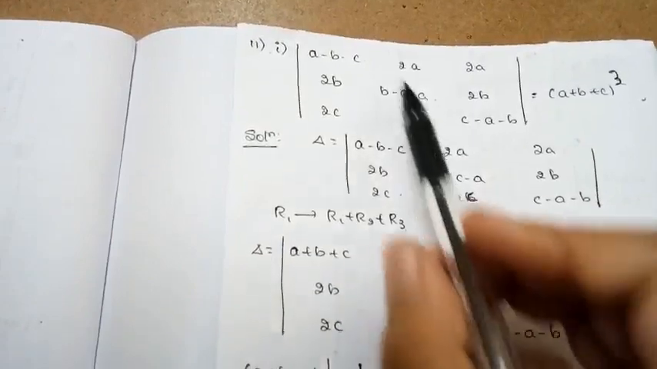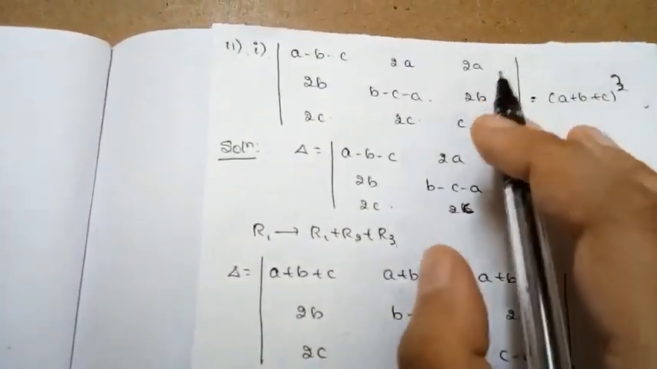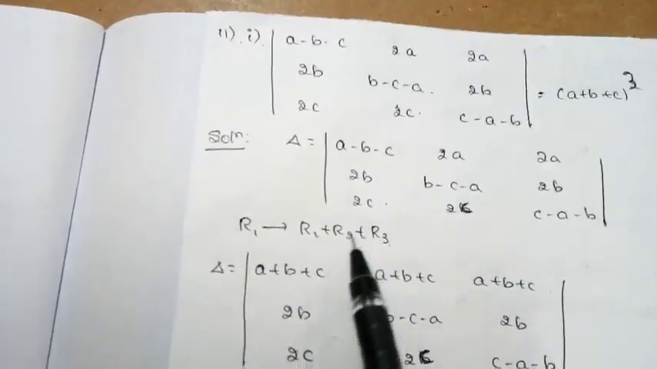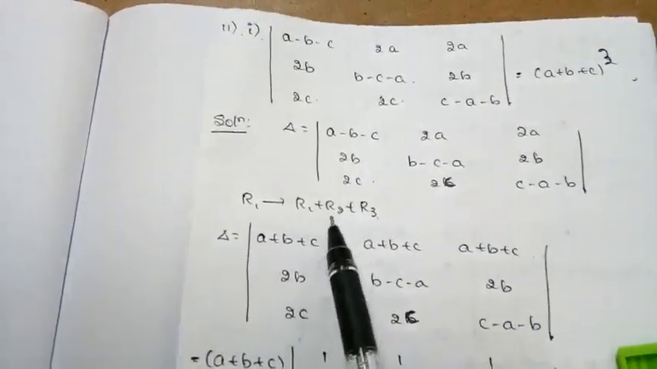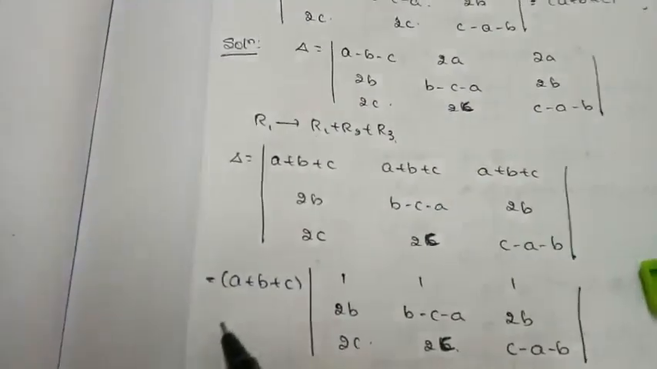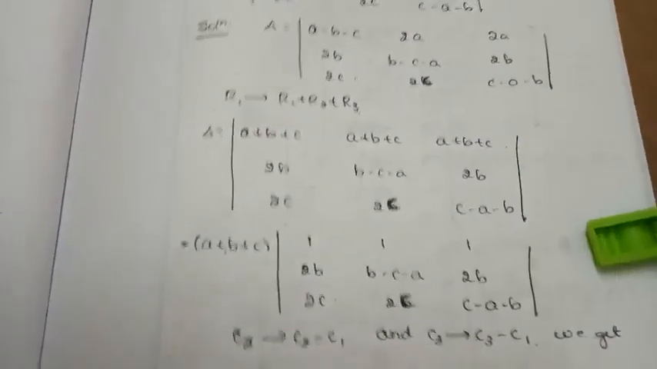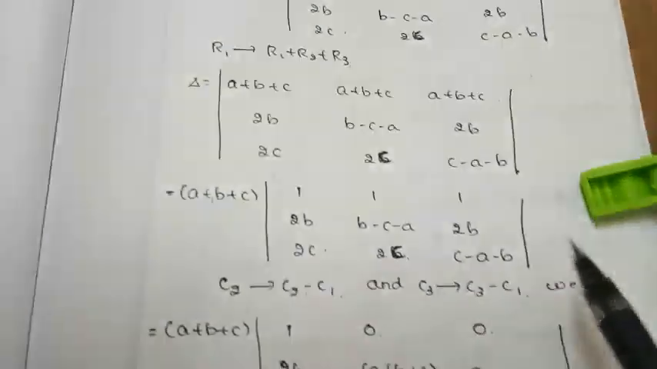Here also the same process happens, you can check it. So I'll go with the row operation, r1 plus r2 plus r3. Our row 1 becomes a plus b plus c. From row 1, I can take a plus b plus c common outside. After removing the common factor, we get this value as our determinant.